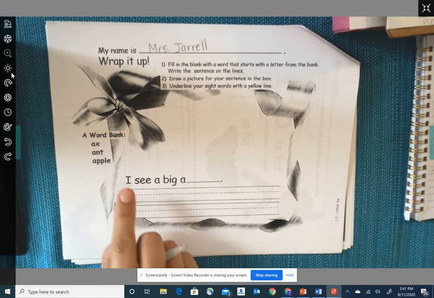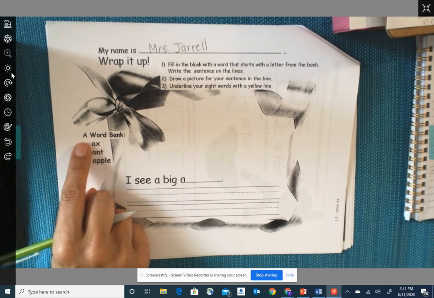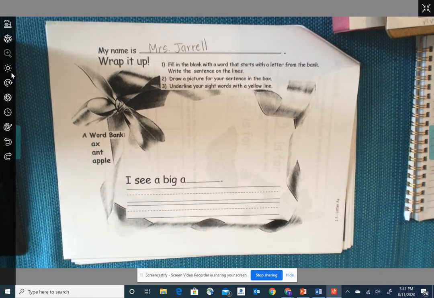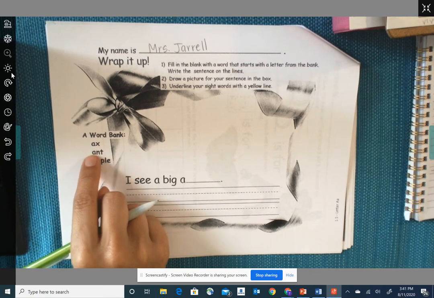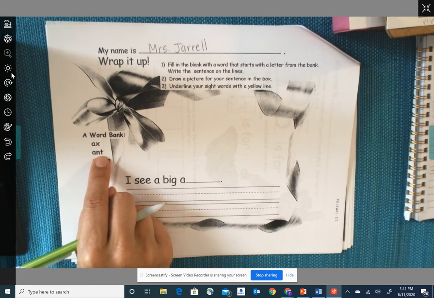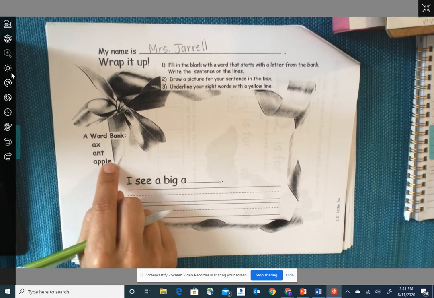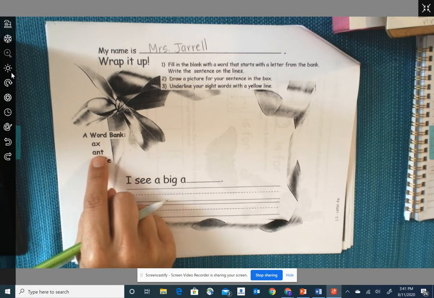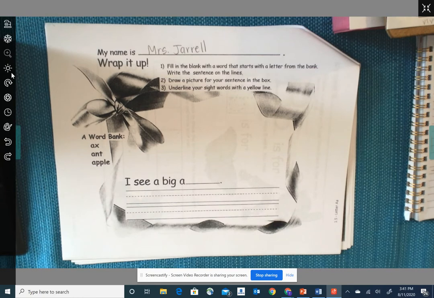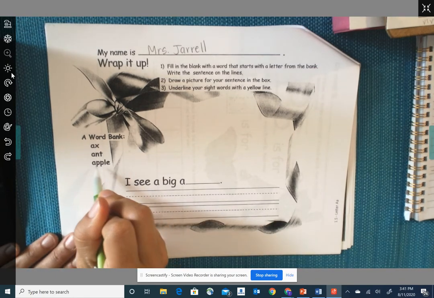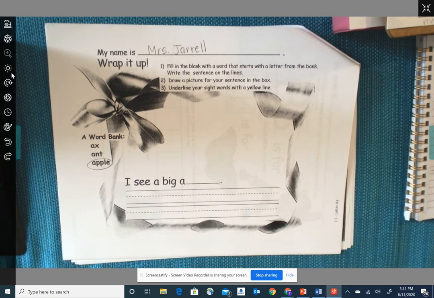Okay, so let's look at our word bank first. Now remember, our letter of the week was the letter A, and A makes the sound ah. So we have axe, ant, apple. So we're going to pick one of those words. I think I'm going to pick apple. Since that's the one I'm going to choose, I'm going to circle it.